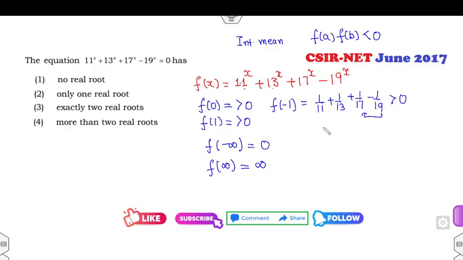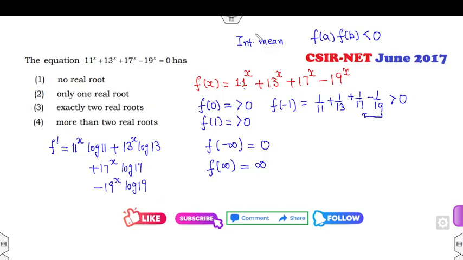So you can see in all cases it's greater than 0. Now let's check the derivative. We can see the bounded nature. So it's 11^x log 11 plus 13^x log 13 plus 17^x log 17 minus 19^x log 19, and then f'(0) is log of (11 × 13 × 17 divided by 19), which is greater than 0.